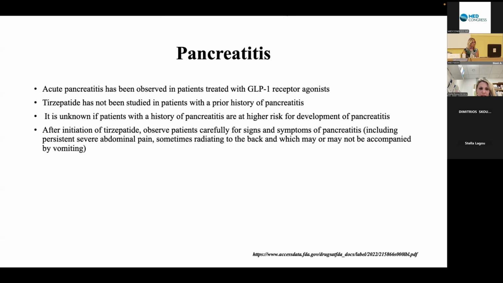We are all very familiar that acute pancreatitis has been observed in patients treated with GLP-1 receptor agonists. Tirzepatide has not been studied yet. And FDA suggests that after initiation of tirzepatide, we should observe patients carefully for signs and symptoms of pancreatitis.